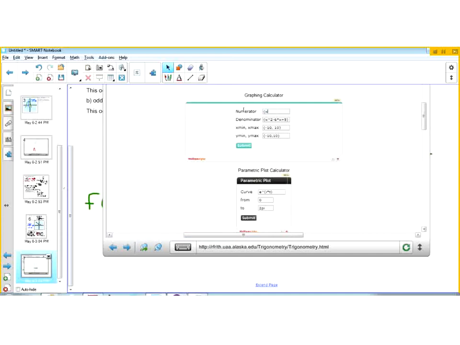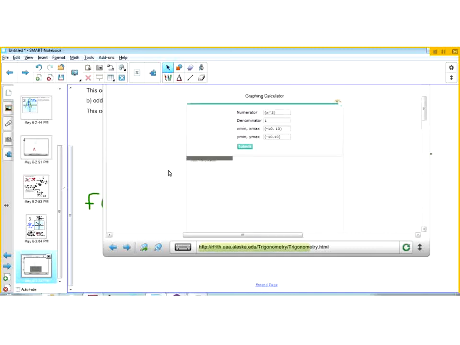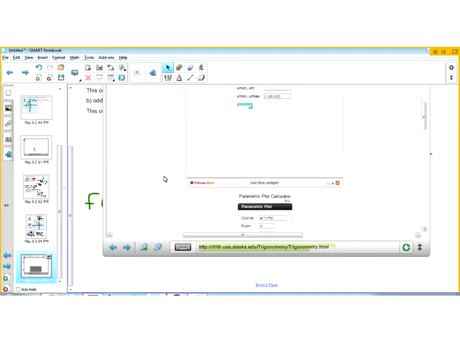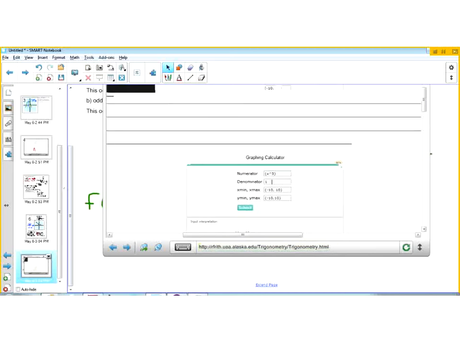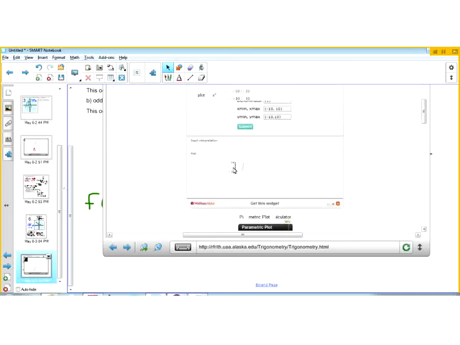And so the numerator is what? x, let's see, x cubed, right? Okay, and the denominator, of course, is just 1. We can just put 1 right there. Submit, and we should get our graph of y equals, I guess I have to put 1 in parentheses. Okay. Oh, it showed up. Okay, it's just a bit on the slow side. All right, so here's the classical graph y equals x cubed.